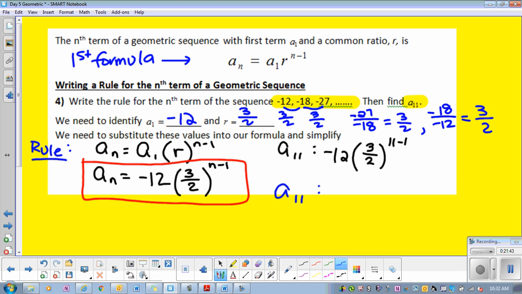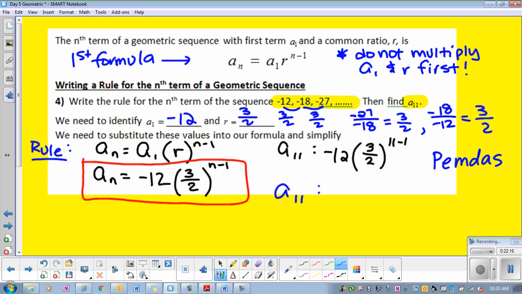Guys, do not multiply a sub 1 and r first. This is never negative 12 times 3 halves to the 10th power. It's not that, because of order of operations, right? Remember PEMDAS tells you parentheses, exponent, and then multiplication. So really what you should be doing is 3 halves to the 10th power times negative 12.